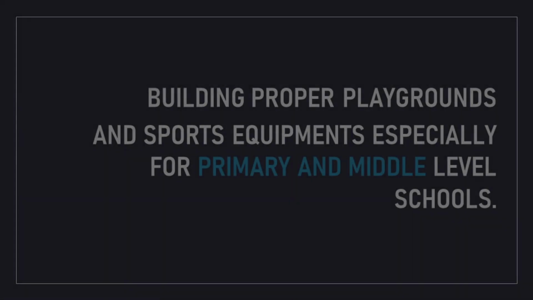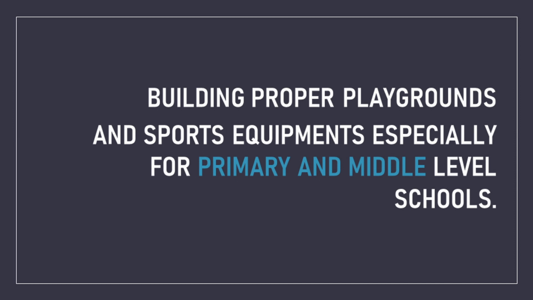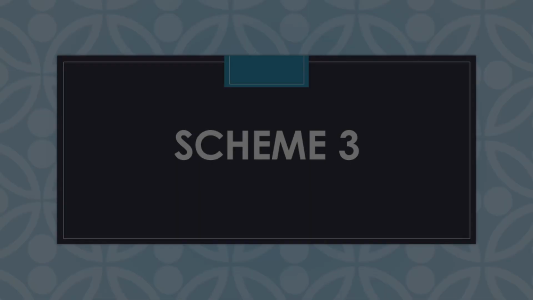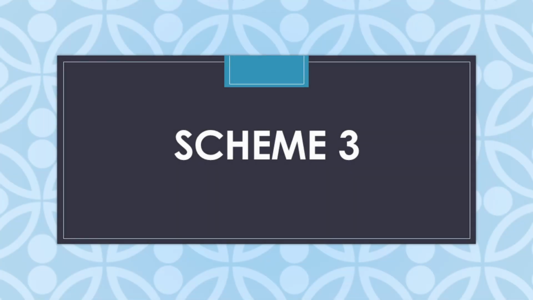Another component of the scheme proposes making proper playgrounds in schools, especially for the primary and middle level. Having a proper playing ground with good sports facilities would attract the children to come to school on an everyday basis. The funding for setting this up can be taken from various NGOs. Now we will come to the third scheme.